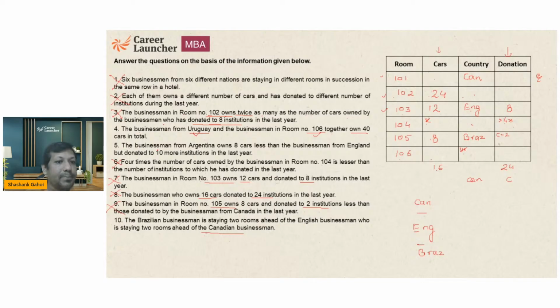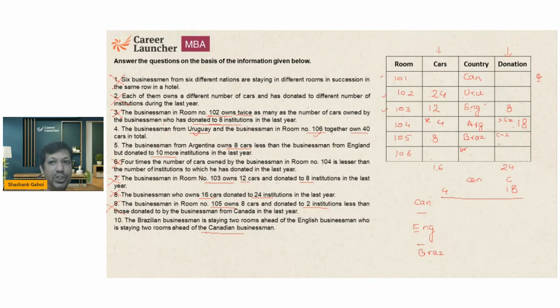Okay. The businessman from Argentina owns 8 cars less than this, but donated to 10 more. Okay. So basically, England is this. He is having 8 cars less and 10 more donations. So I am going to say that is going to be 4 and 18. Does it satisfy this condition? Definitely. So this is going to be 4, this is going to be 18, and this guy should be from Argentina. We got this. Okay, now this can't be Uruguay, so this must be Uruguay.